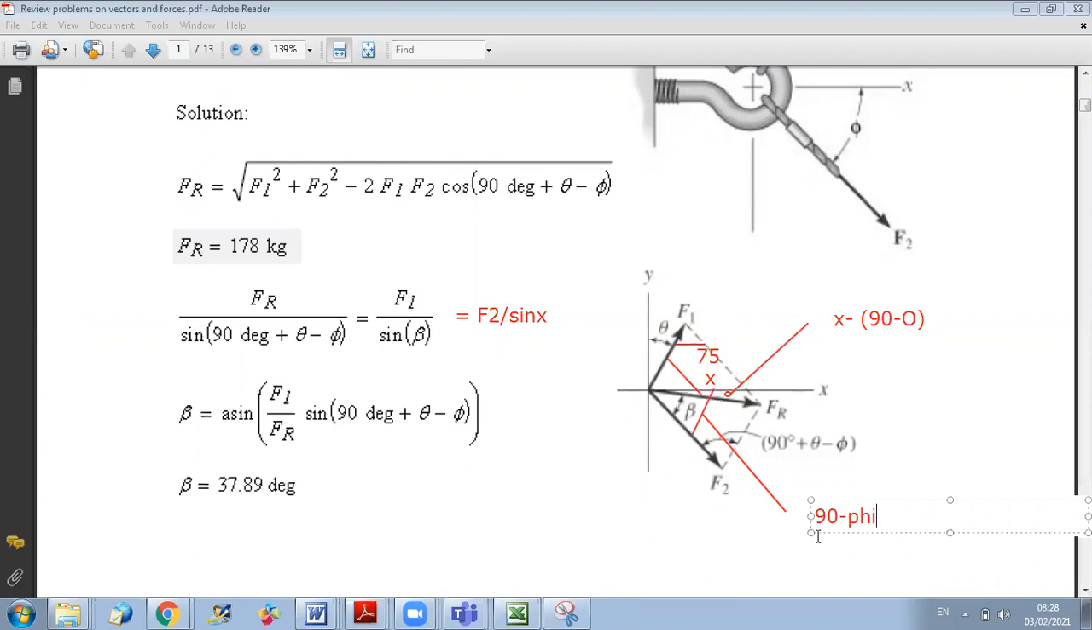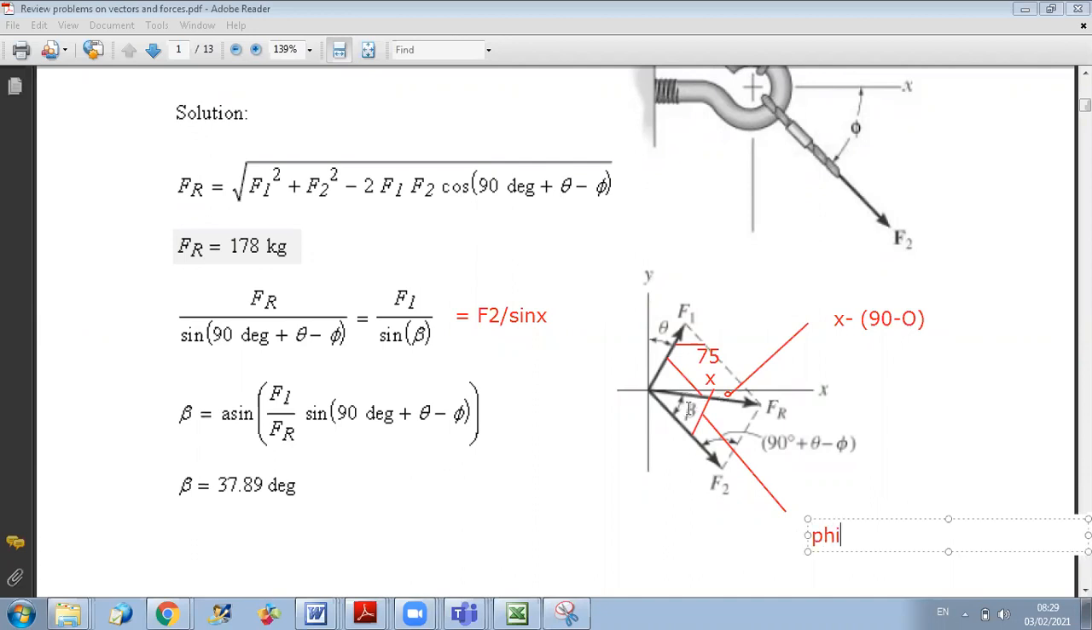Doctor, isn't it phi itself? Sorry, yes, it's phi, exactly, because I thought phi is from this side. Yes, exactly, it's phi itself. Okay, because look in the figure, they defined phi as the angle between x and F2 directly. Yes, exactly. So this is phi.